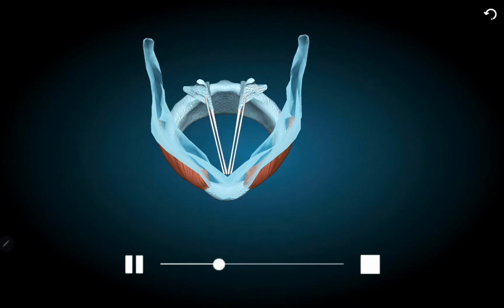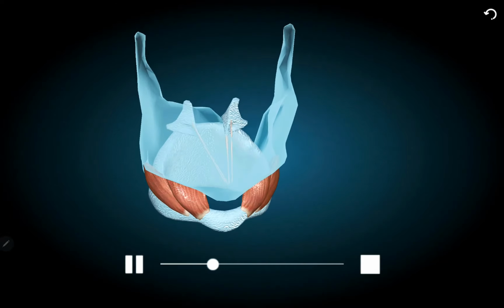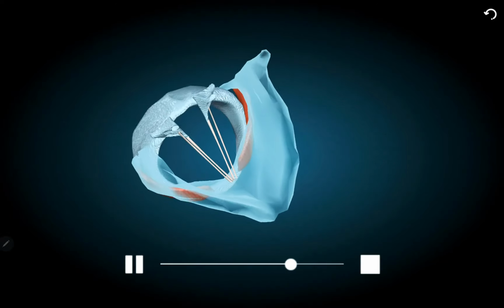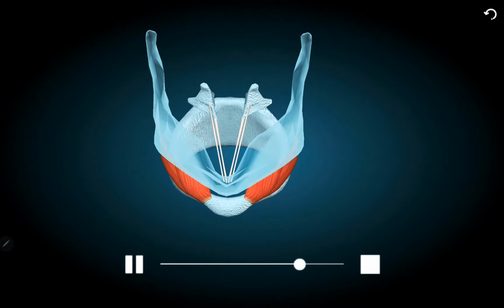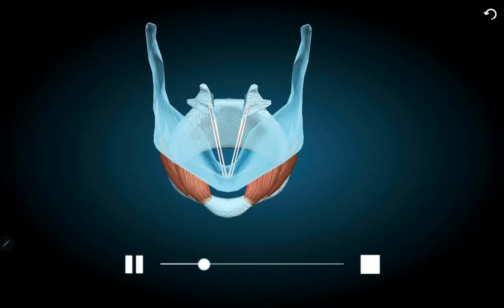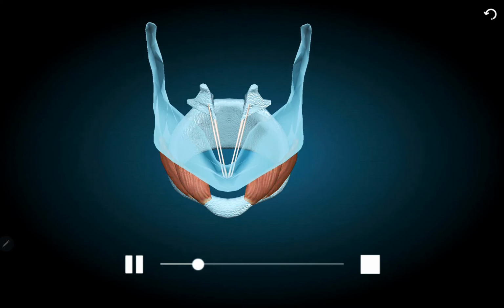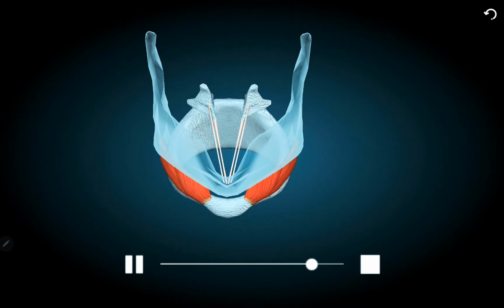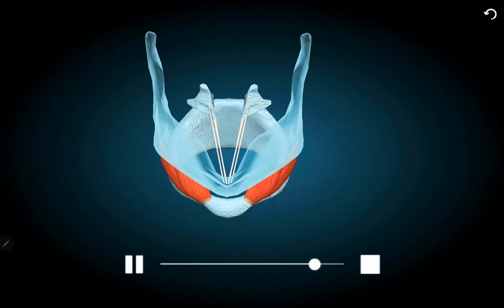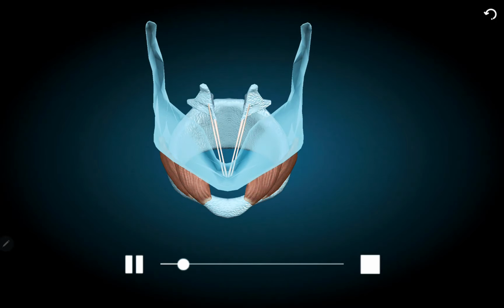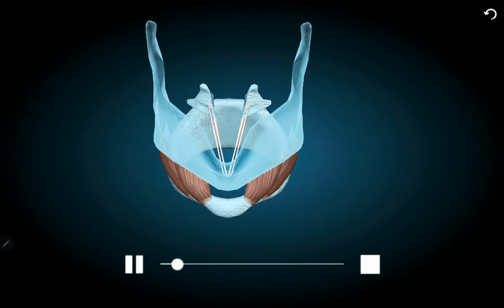I mean, it is the tensor of the vocal cord. So cricothyroid is going to tense the vocal cords. It is tensing the vocal cords, as you can see. This muscle relaxed now and it is contracted now. So once it is contracted, it is tensing the vocal cord. And therefore, once the space is narrow, the voice becomes high pitched, right? So this is the cricothyroid.